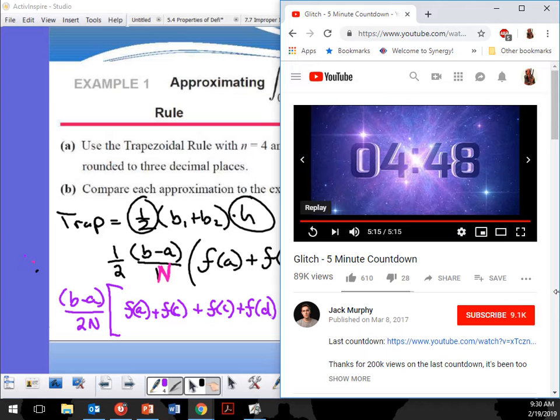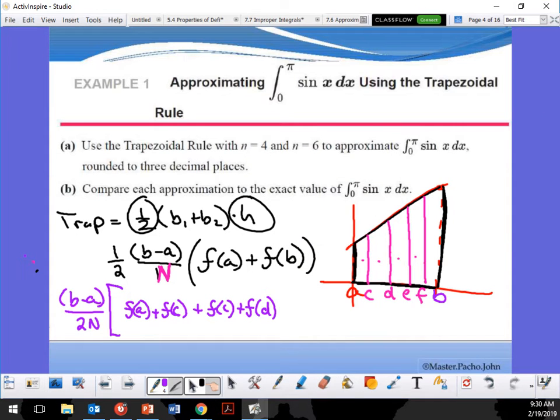Oh, my camera shifted it up. Okay, so I'm only talking about C to D. It's only this piece now. Are you okay? Okay.